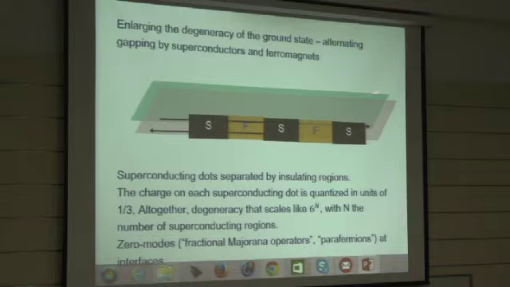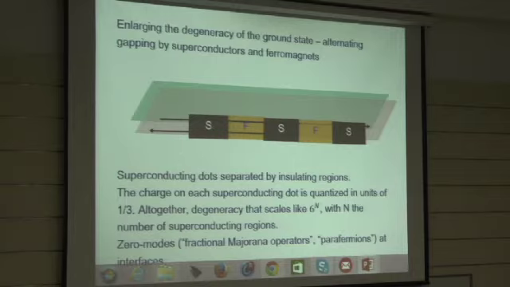If we gap this region by a superconductor, this region by a ferromagnet, or just a tunneling, this region by a superconductor, this region by a ferromagnet, and so on and so forth, what we will have is a situation where there's a ground state degeneracy that scales exponentially with the number of these domino blocks. Okay? This will give us a ground state degeneracy that scales exponentially.